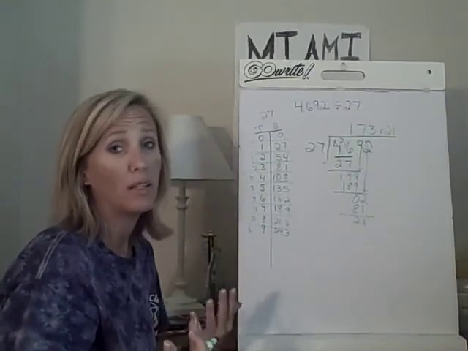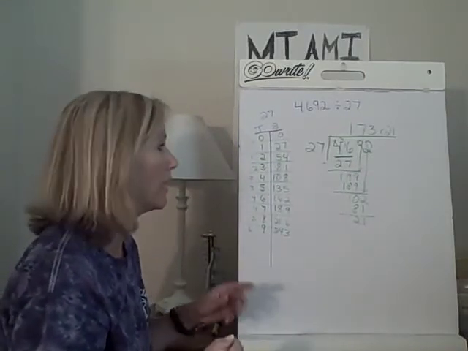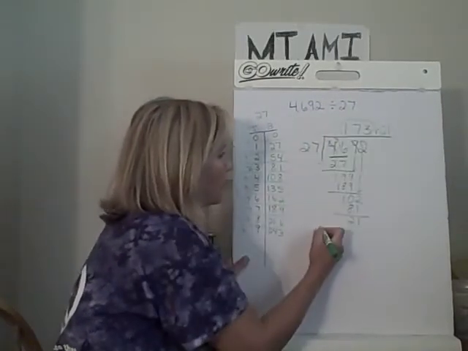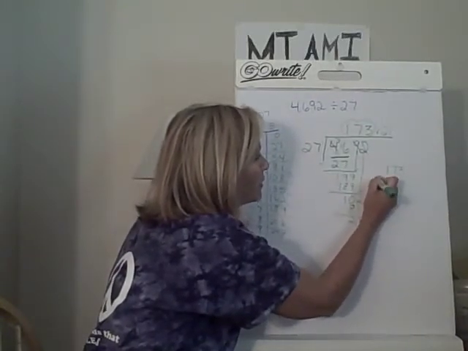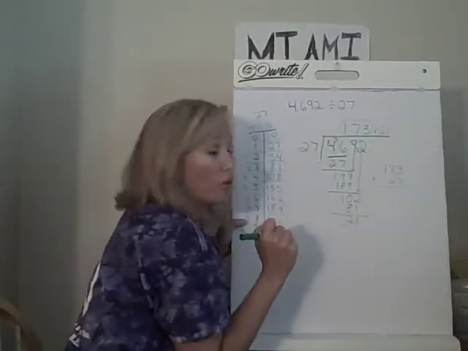Now, you know I'm not done yet, and neither are you, because we have to do the multiplying to check. Really hope I get it right, because I don't want to rework the problem. So I'm going to take my quotient, which is 173. I'm going to multiply that by 27. Hope you're doing this with me.